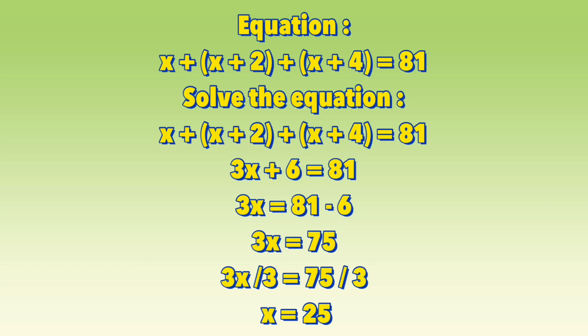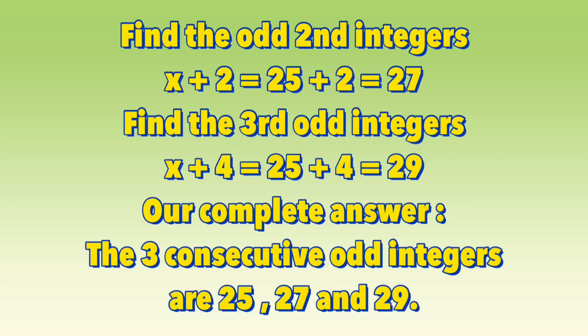Next we're going to find the second consecutive odd integer. So x plus 2, where the value of x is 25, equals 27. And next, find the third odd integer. x plus 4 equals 25 plus 4 equals 29. So our complete answer now: the 3 consecutive odd integers are 25, 27, and 29.